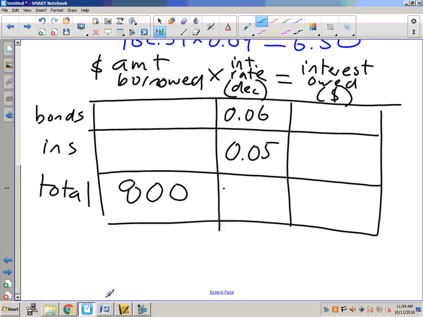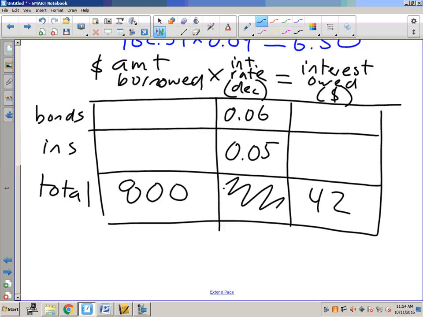Total interest. Total interest. All right. Now this is looking pretty good. I think now, we're actually going to ignore this for this problem because it doesn't make sense to add up interest rates. It just doesn't work that way. So we'll ignore that one.